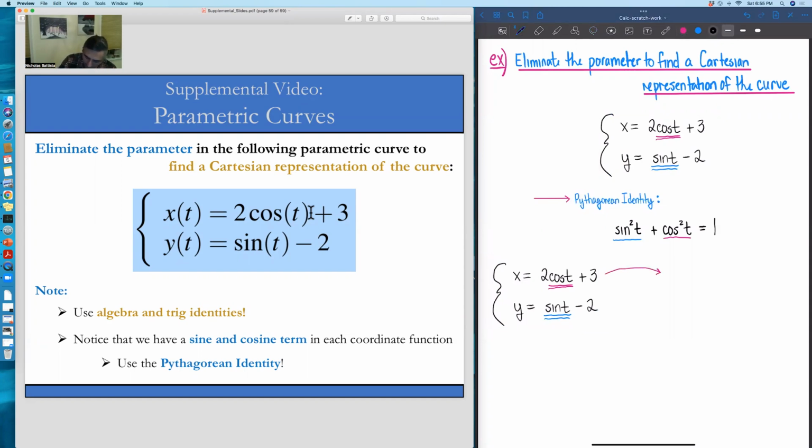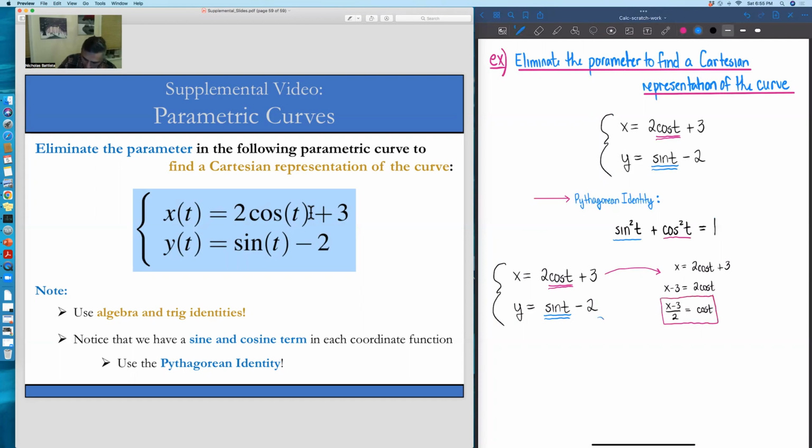So we'll start with x. We have x is equal to 2 cosine of t plus 3. So we can subtract 3 from both sides to get x minus 3 is 2 cosine of t. And finally, we can divide both sides by 2 to get x minus 3 all over 2 is equal to cosine of t.